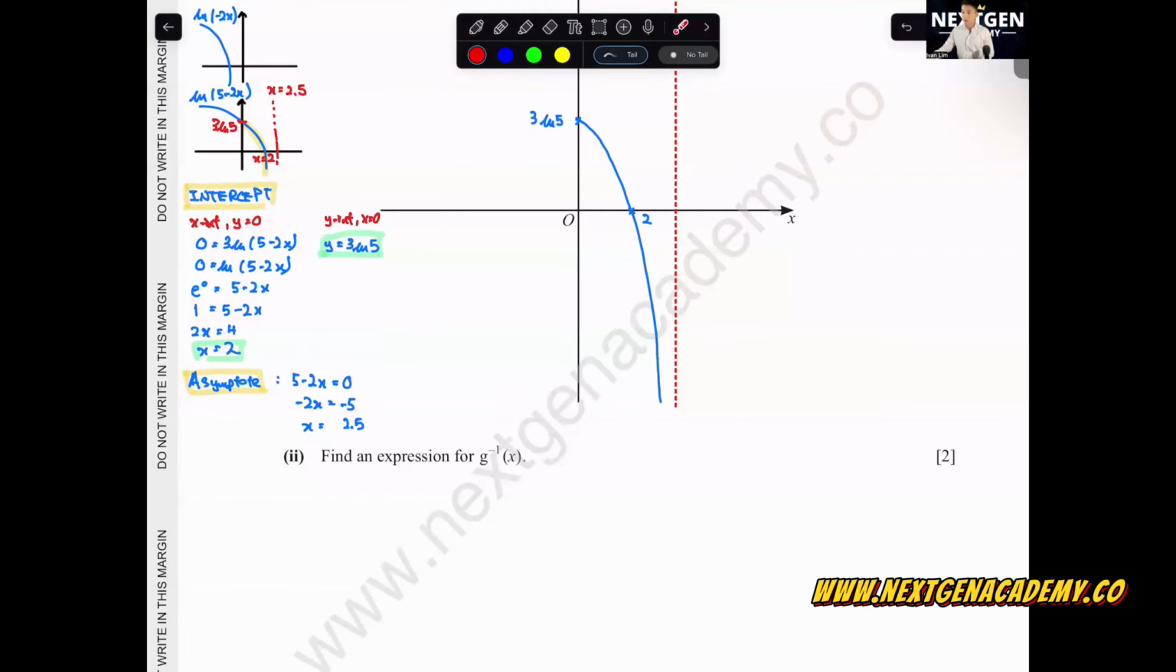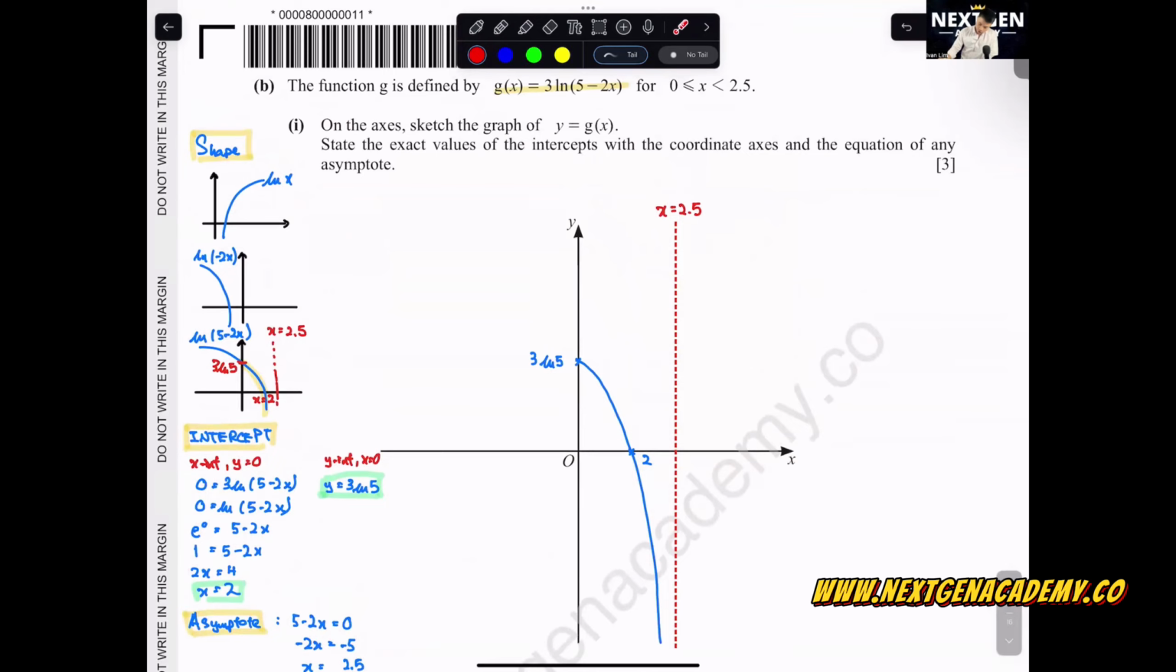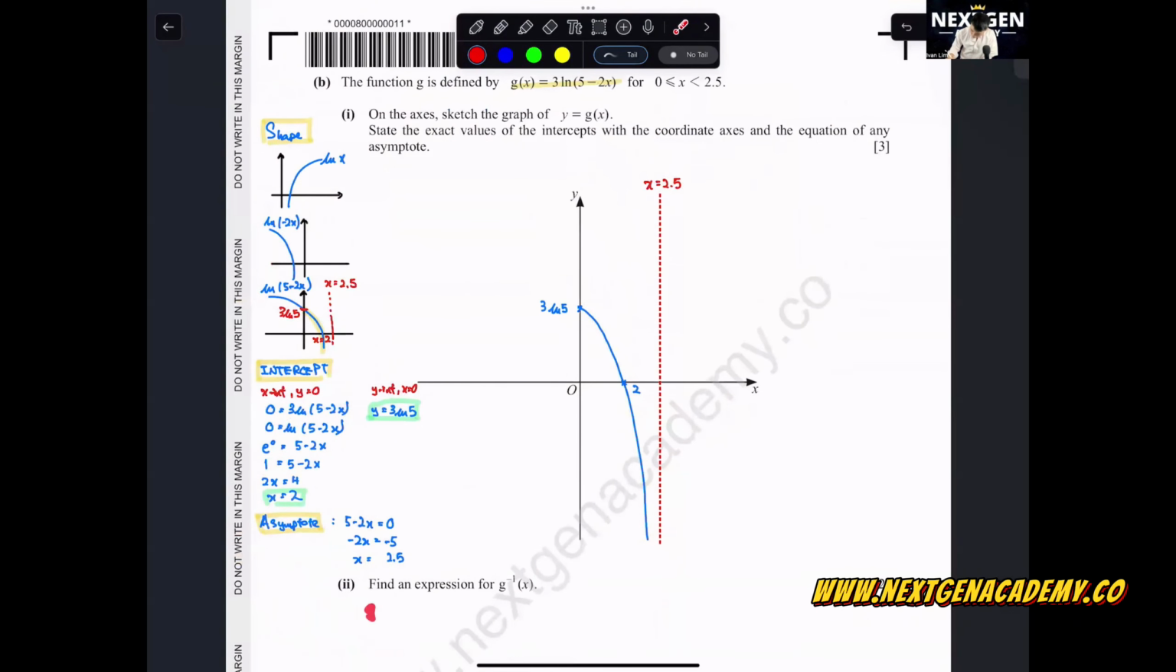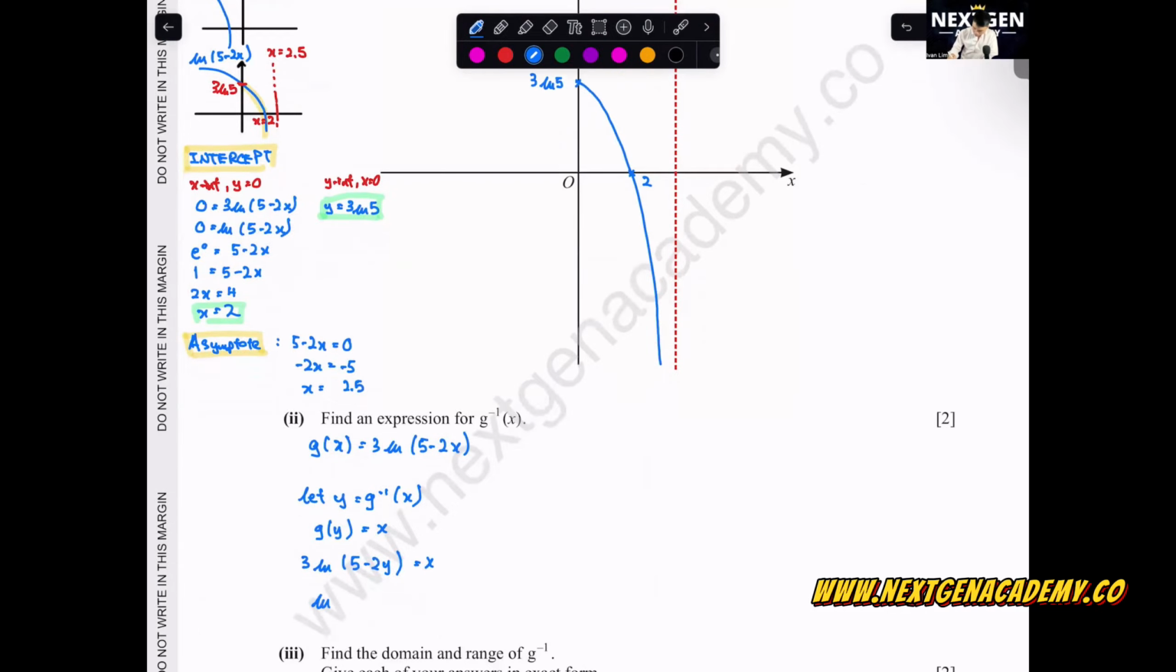Okay, second last one. Find an expression for G inverse x. So G(x) equals to 3 ln 5 minus 2x. Let y equal to G inverse x. Then G(y) equals to x. 3 ln 5 minus 2y equals to x. ln 5 minus 2y equals to x over 3.